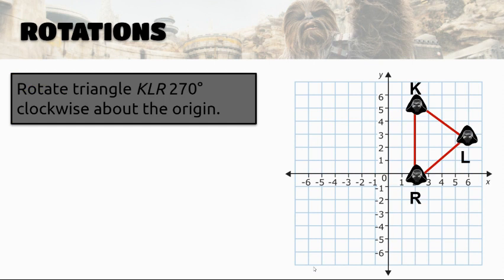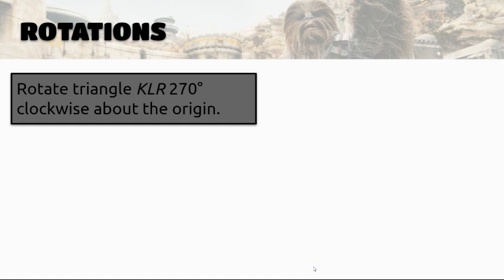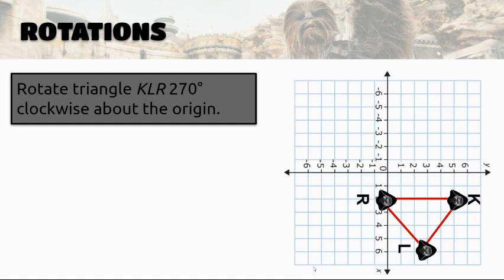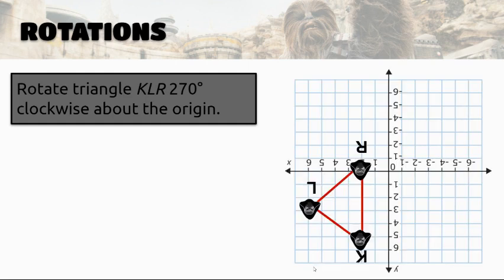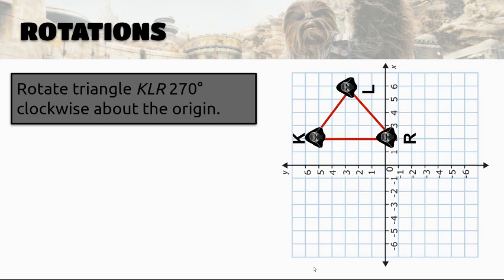All right, rotate KLR 270 degrees clockwise. Okay, clockwise is to the right, 270 is 3 turns. So we're going to physically turn this 3 times. So here we go. 1 turn to the right, another turn to the right, 3 turns to the right. This is physically turning our Chromebook or our paper. Now we're going to pretend that the top right quadrant is quadrant 1, top left is quadrant 2, bottom left is quadrant 3, bottom right is quadrant 4. So we're going to plot all these points.